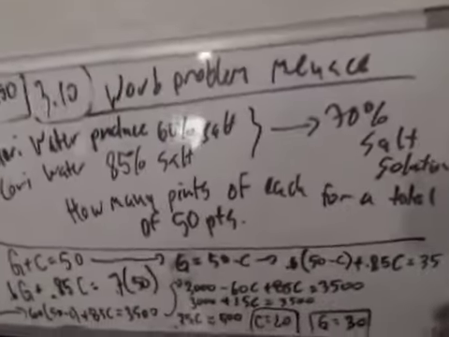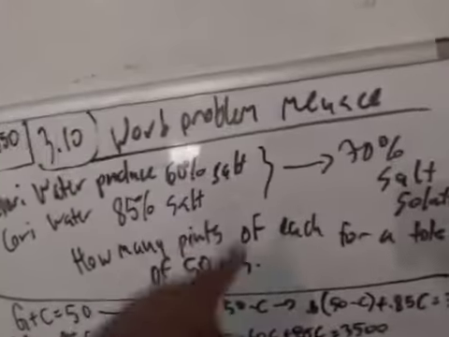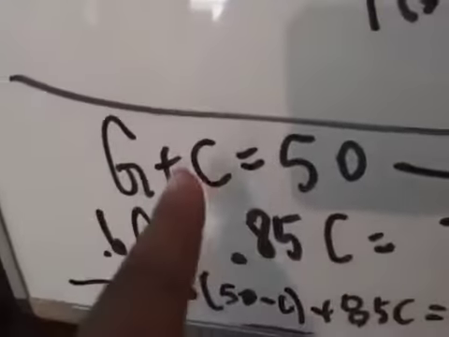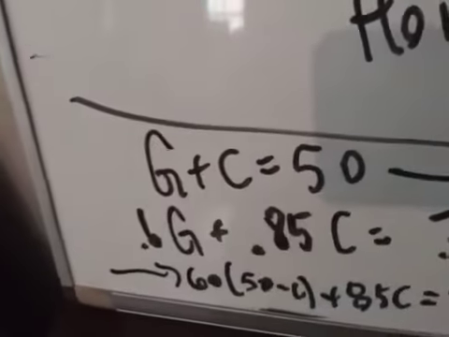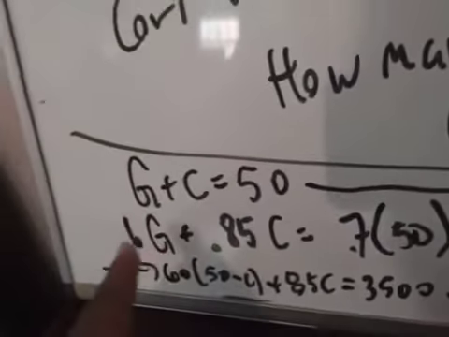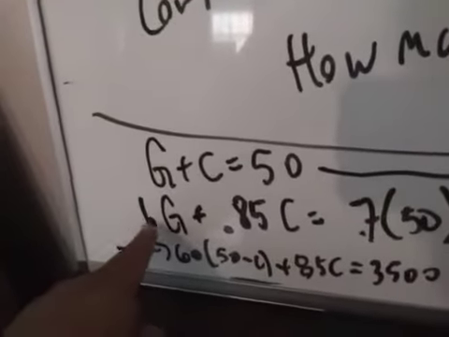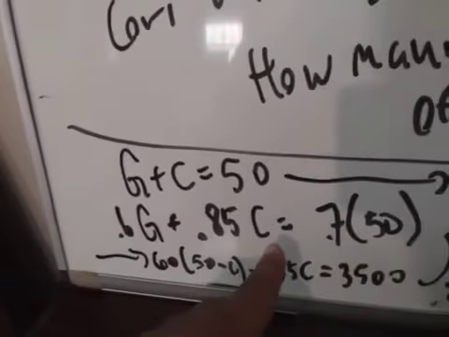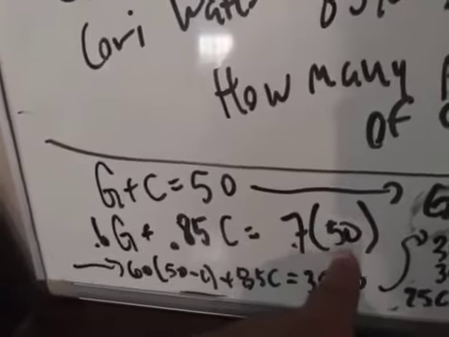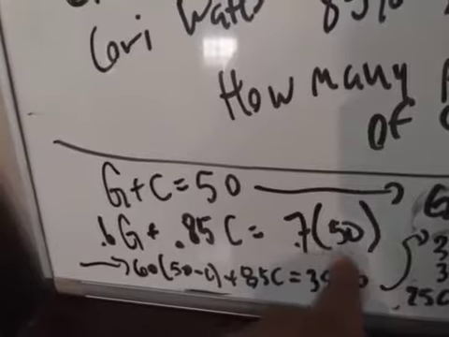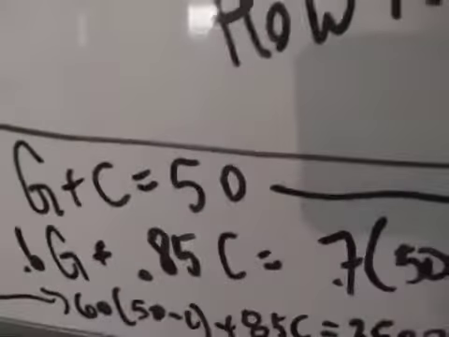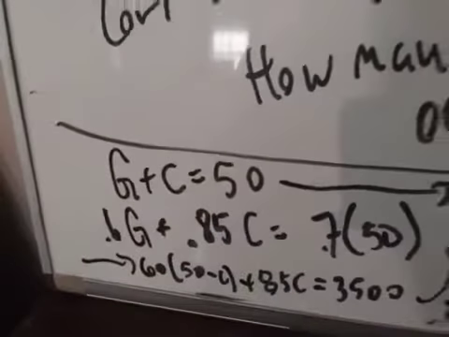That's what this is saying. So 50 pints. So how many of each to add up to 50? The Jerry water plus the Corey water has got to give me 50 pints. But then they're also telling you the concentration on each, right? It says 60% of Jerry water is salt, and then 85% of Corey water is salt. And we're trying to make a solution with 70%, which is 0.7 of the total amount, which is 50 salt. So these are your two equations, your two unknowns. You've got to solve the system.